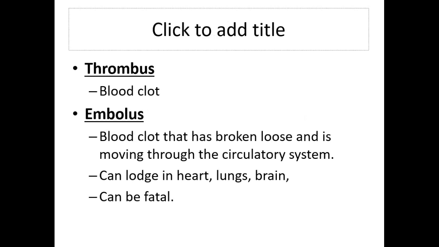A thrombus, we know, is a blood clot that's stationary. So usually that's in the calf, and it's called a DVT, or deep vein thrombosis. An embolus is a blood clot that has broken loose and is moving through the circulatory system. This can lodge in the heart, lungs, or brain, and it can be fatal.